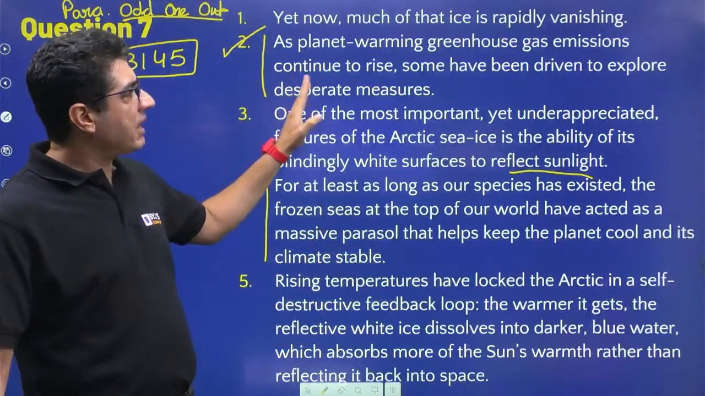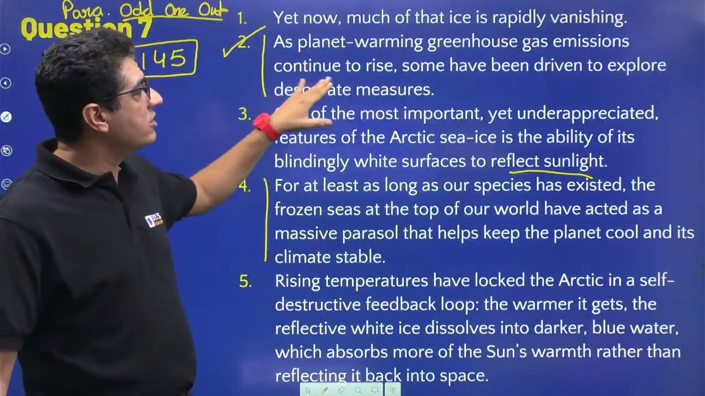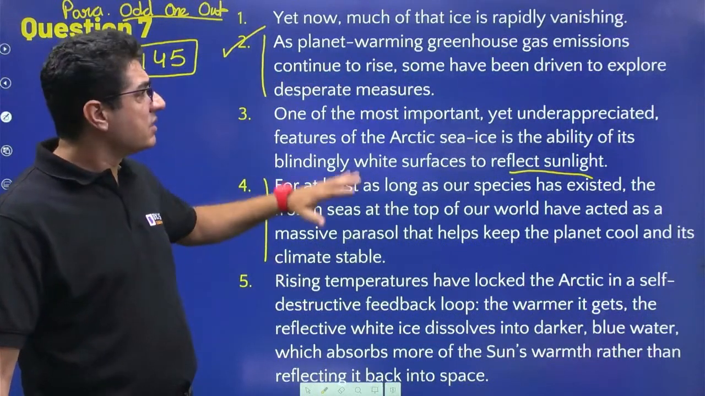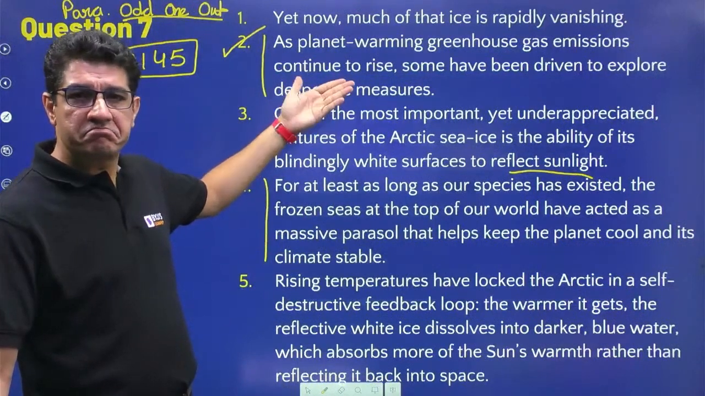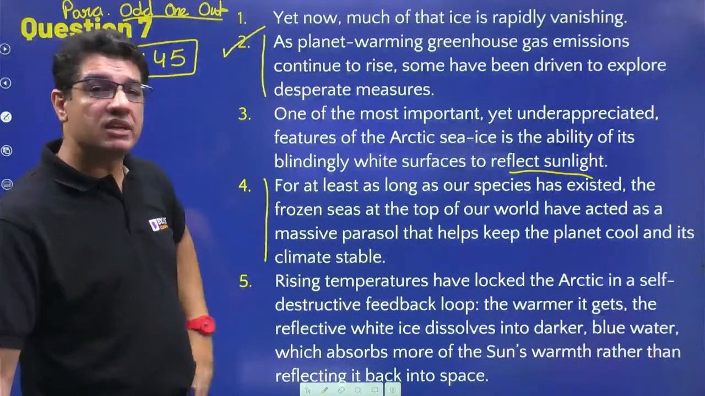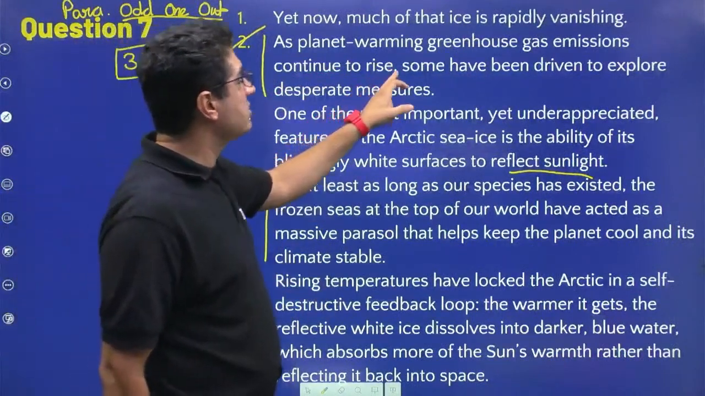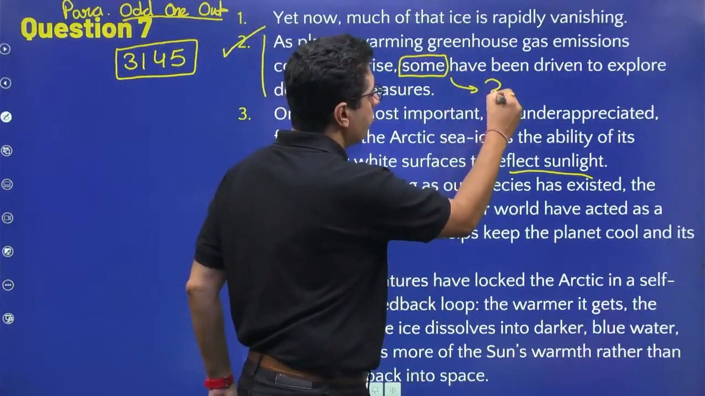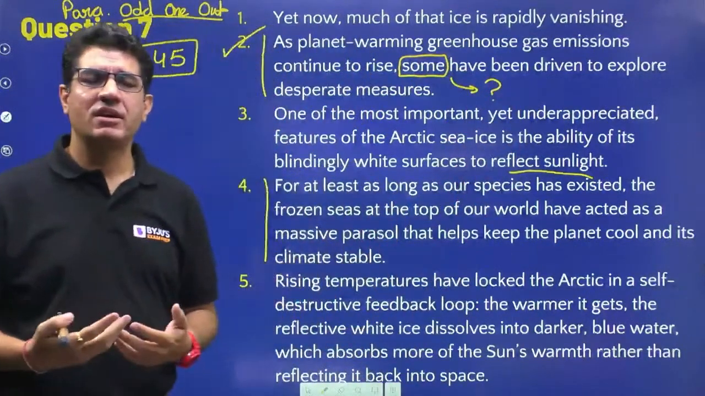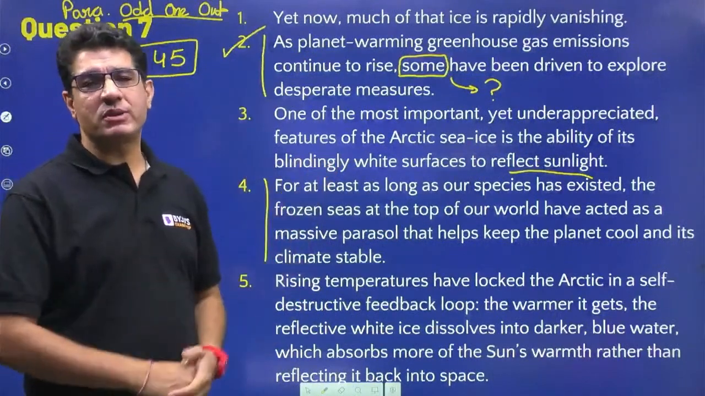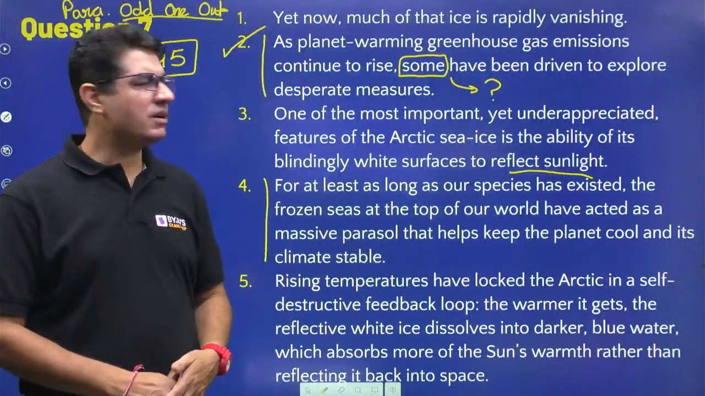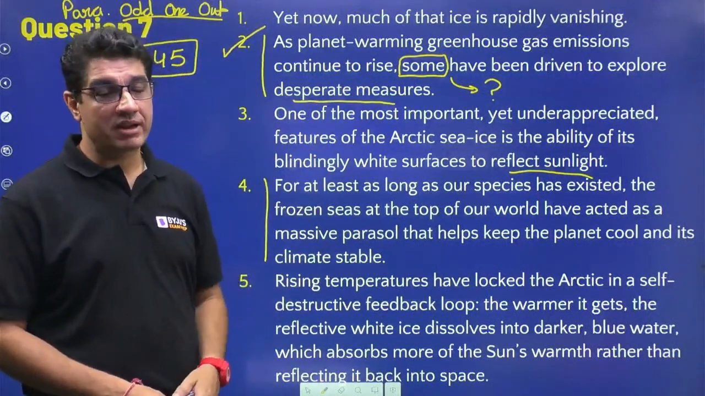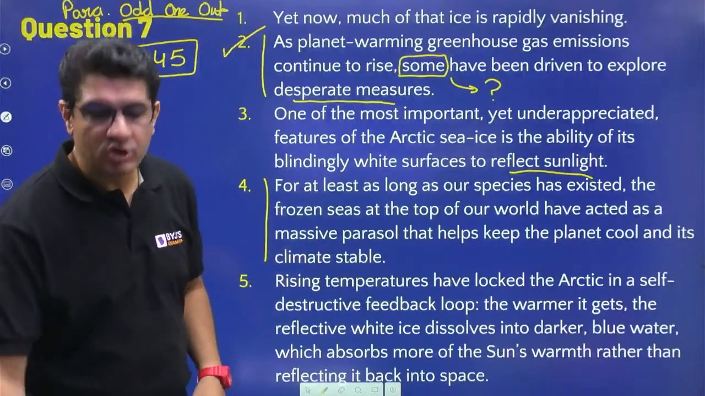Look at second. As planet warming greenhouse gas emissions continue to rise, some have been driven to explore desperate measures. Is it talking about Arctic sea ice? It's talking about an increase in greenhouse gas emissions. Then it also mentions this word, some. Which people or entity or species is being talked about with the help of this some? And what are these desperate measures? It does not connect with anything else in this paragraph, and that is why 2 is the odd one out.